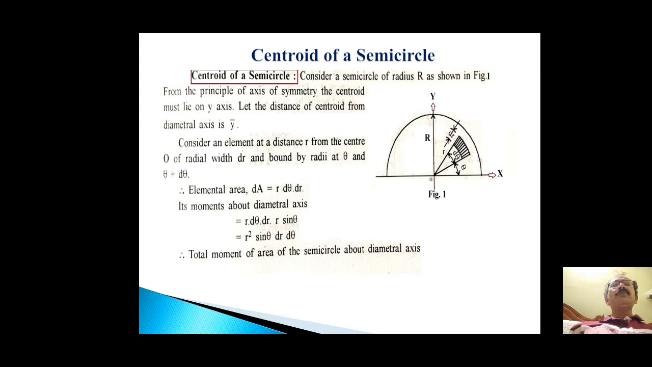Let the distance of the centroid from the diametral axis be y bar. Consider an element at a distance r from the center O, of radial width dr and bound by radii at theta and theta plus d theta. Now the elemental area, that is dA, is nothing but r d theta into dr. Its moment about the diametral axis is r d theta dr into r sin theta, so finally r square sin theta dr d theta. This is the moment of area of this small element of the semicircle above the diametral axis.